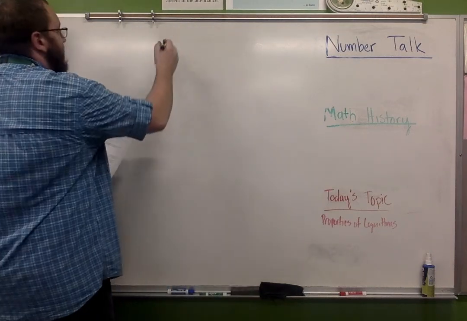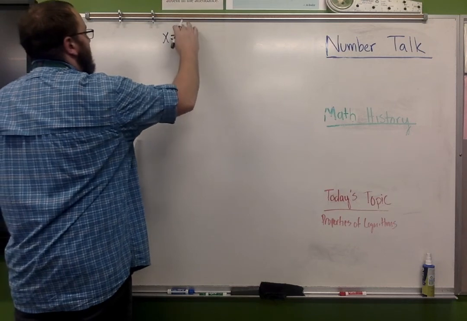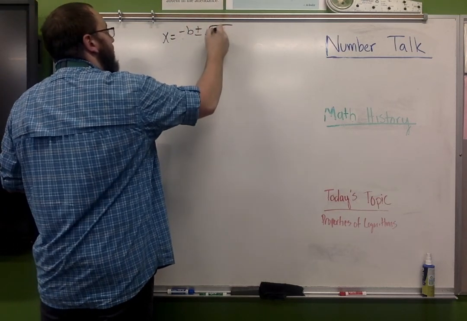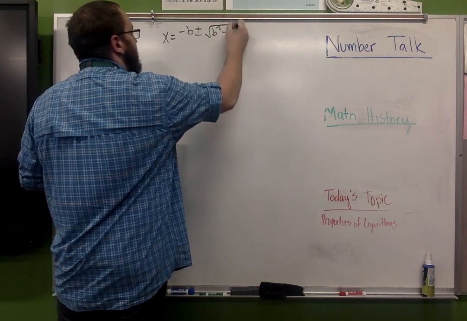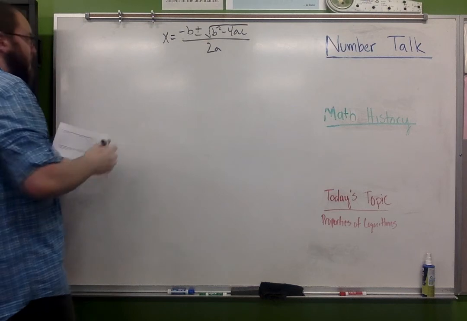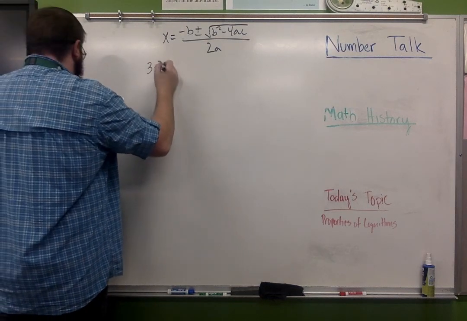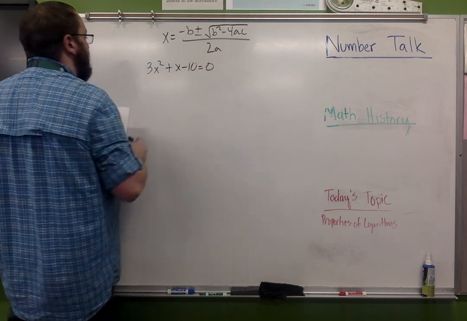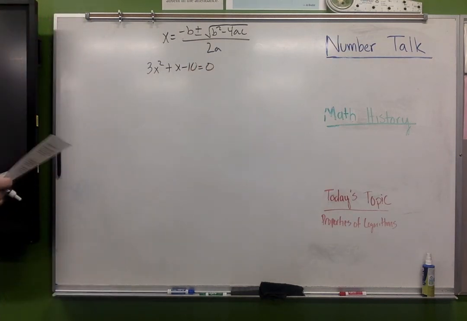Let me leave this up here. x equals negative b plus or minus the square root of b squared minus 4ac all over 2a. So let's see, we have 3x squared plus x minus 10 equals 0. Okay.